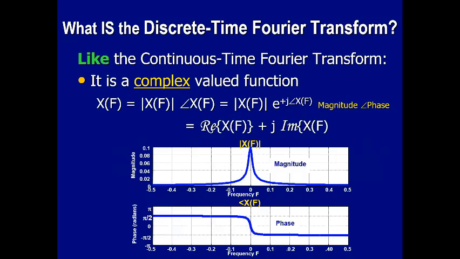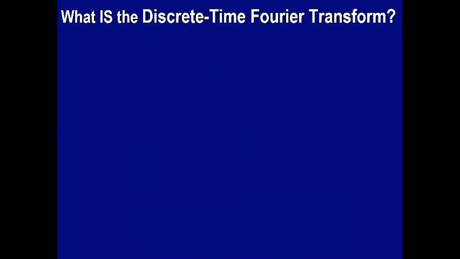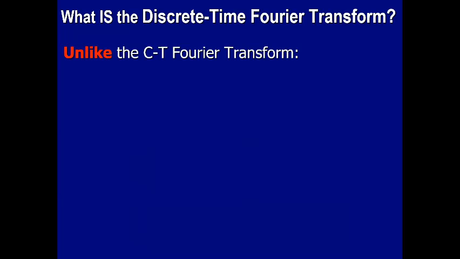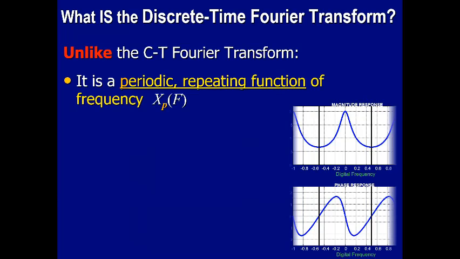It's going to be a complex valued function again, so it's going to have j's in it. In most cases, it will have a real part and an imaginary part. It'll have a magnitude and a phase component. So that's all the same. We'll still plot them with magnitude and phase versus frequency. Just now, the frequency axis is going to be different. It'll be our digital frequency, our capital F frequency. So that's where it differs from the continuous time Fourier transform.